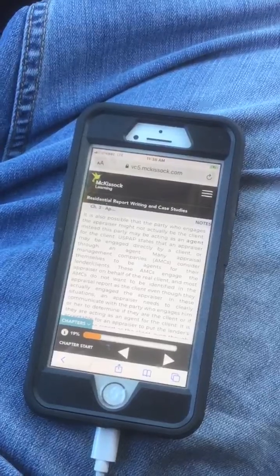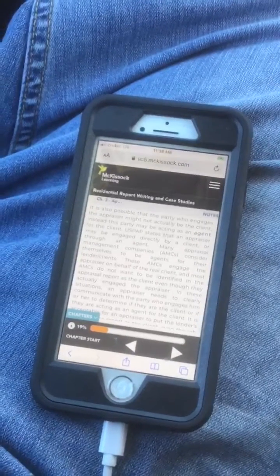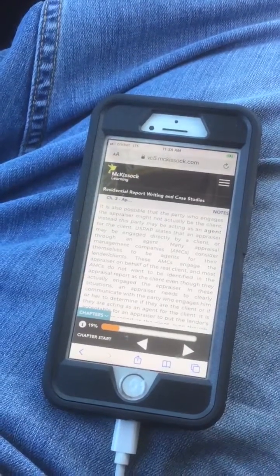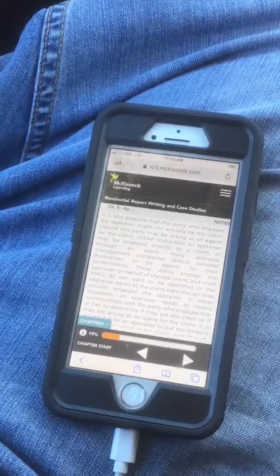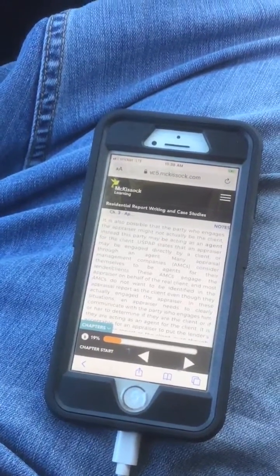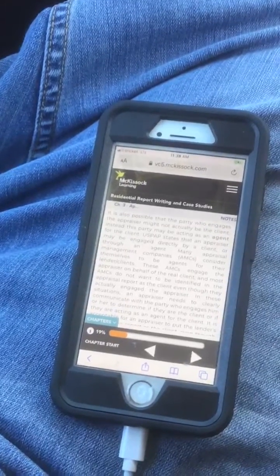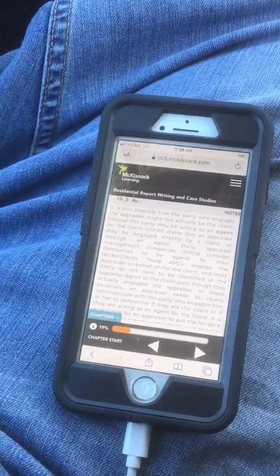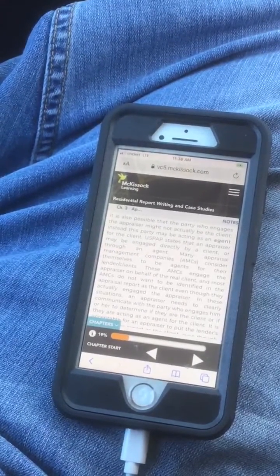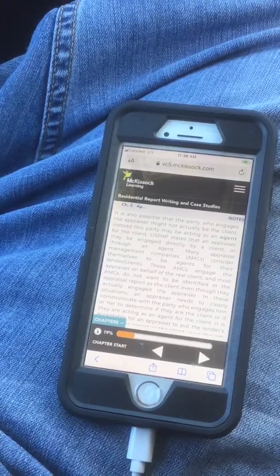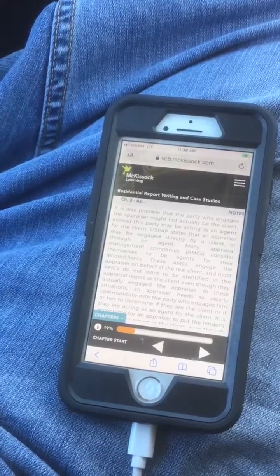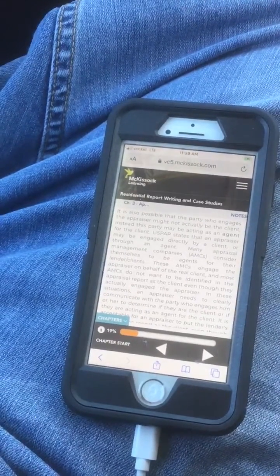It is also possible that the party who engages the appraiser might not actually be the client. Instead, this party may be acting as an agent for the client. USPAP states that an appraiser may be engaged directly by a client or through an agent. Many appraisal management companies, AMCs, consider themselves to be agents for their lender/clients. These AMCs engage the appraiser on behalf of the real client, and most AMCs do not want to be identified in the appraisal report as the client, even though they actually engage the appraiser.